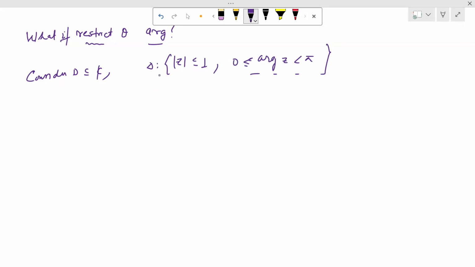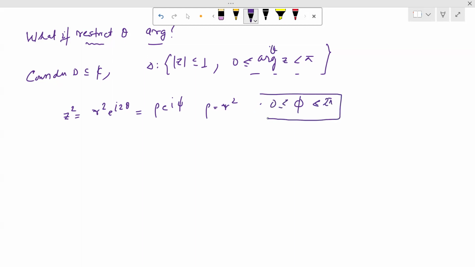Okay. So now if I take z from here, then I know that z square would be simply r square e to the power iota 2 theta, and simply it is equal to, let's say, rho e to the power iota phi. So I know that rho is equal to r square, and phi would be equal to 2 theta. Now since the argument theta lies between here to here, phi would lie between 0 to 2 pi.